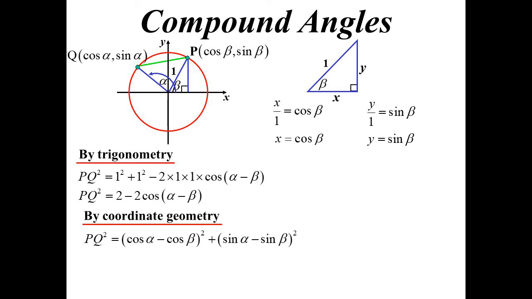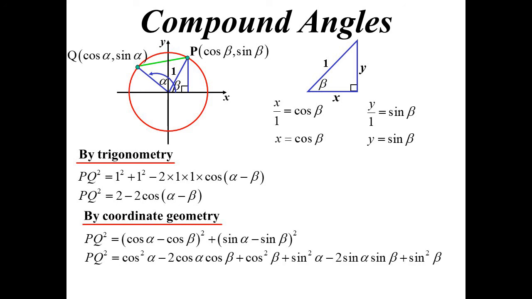I could have done it using coordinate geometry and the distance formula. So PQ squared would be cos alpha minus cos beta squared plus sine alpha minus sine beta squared. Expand that all out. But you'll notice we've got some cos squareds plus sine squareds, which will tidy up. And we end up with 2 minus 2 cos alpha cos beta minus sine alpha sine beta.